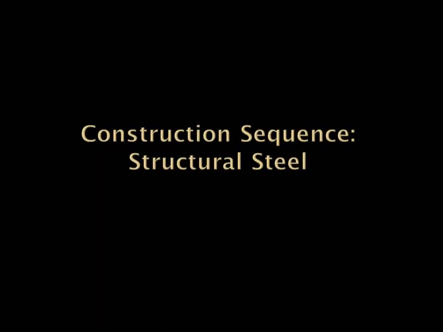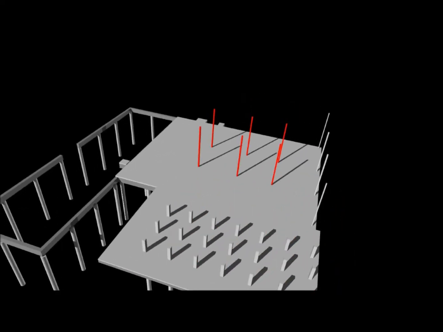Next in the construction sequence is the structural steel. First, we see that the structural columns are placed in the cooling tower slab in order to support the cooling tower. Also note that the structural columns are being placed from right to left for the main building.